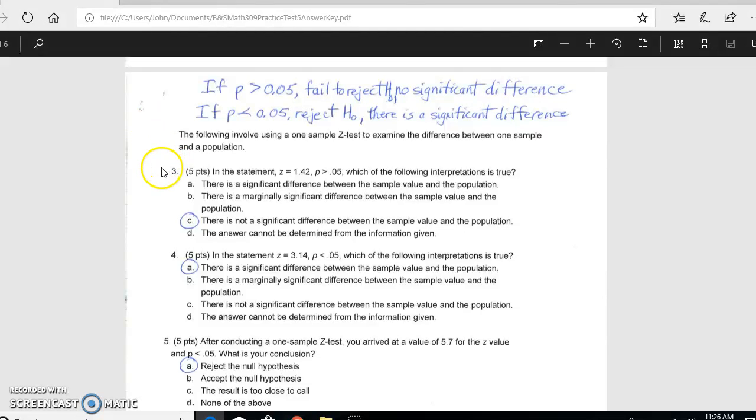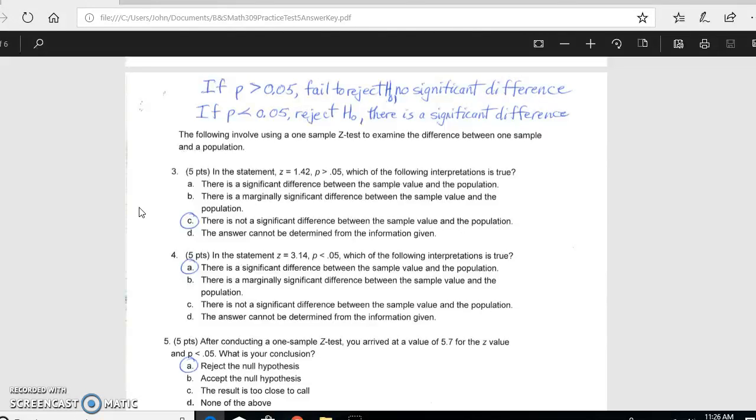So in number 3, it reads that in the statement z is equal to 1.42, the p-value is greater than 0.05. Which of the following interpretations is true? Now, because the p is greater than 0.05, then we fail to reject the null hypothesis, and we conclude there is no significant difference, and that would be letter C. There is not a significant difference between the sample value and the population.